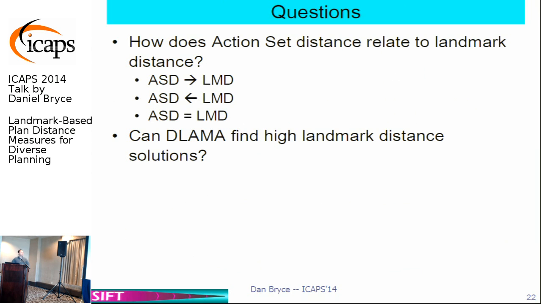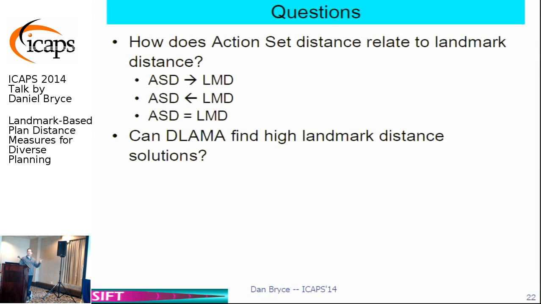So I wanted to evaluate how well this landmark distance compares to some of the prior works in terms of action set distance. And so the main question I wanted to ask is, what is the relationship between action set distance and landmark distance? And then furthermore, does this algorithm find high landmark distance sets of plans? So under the first question, I've listed 3 relationships. So it might be that if I find high action set distance plans, I could also have high landmark distance plans.